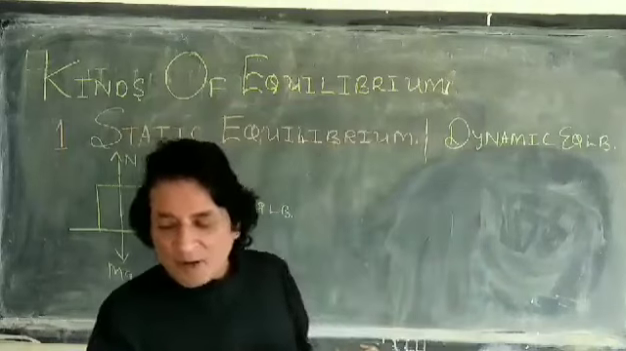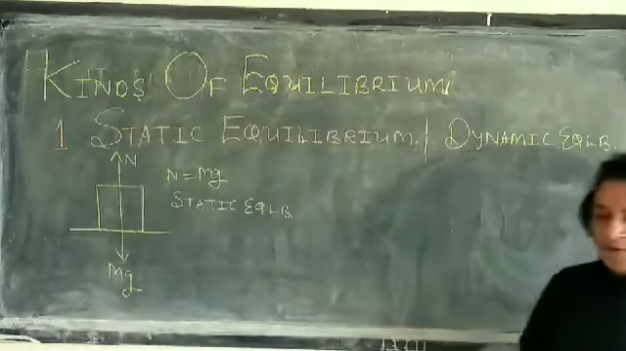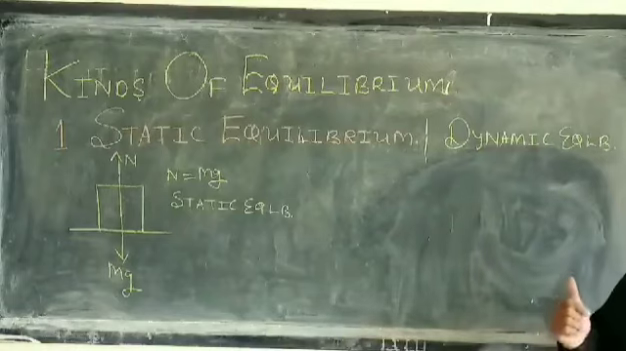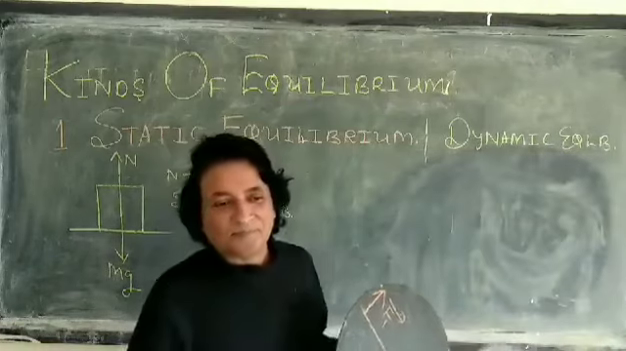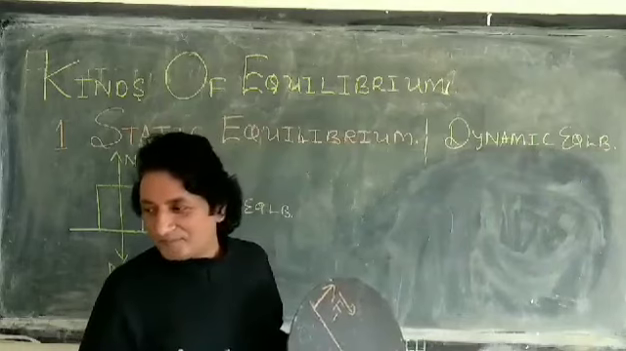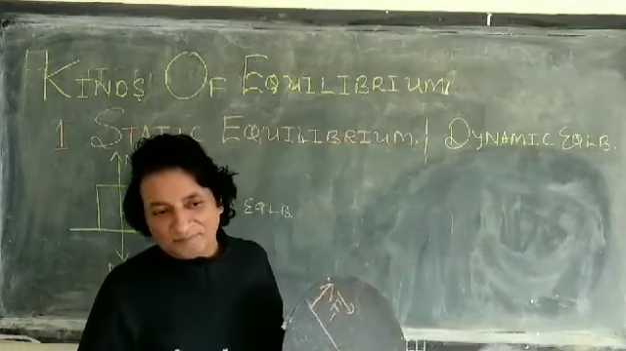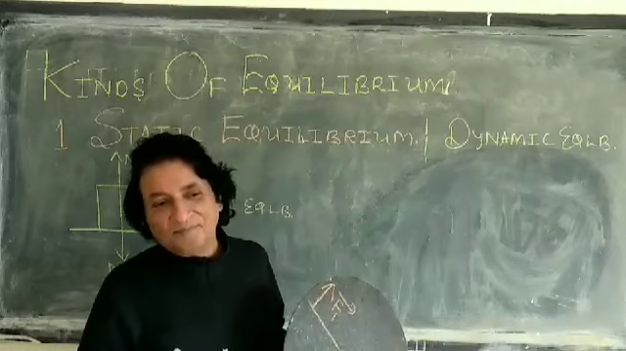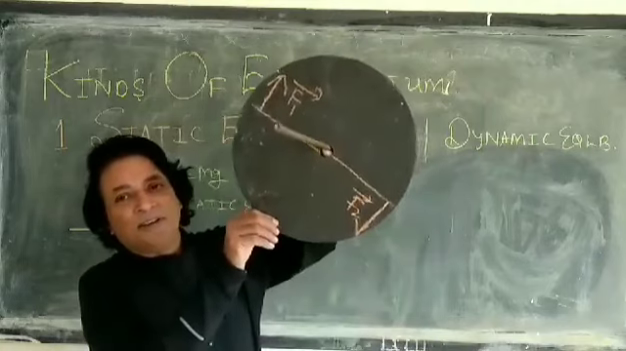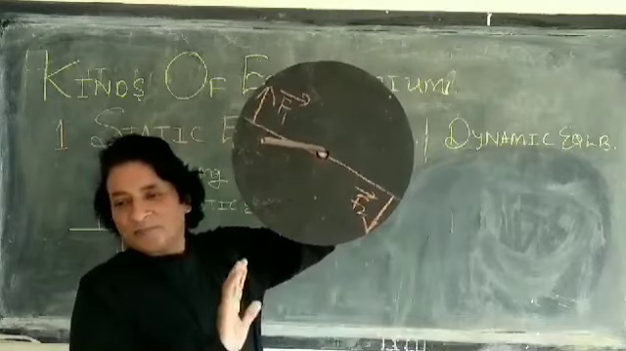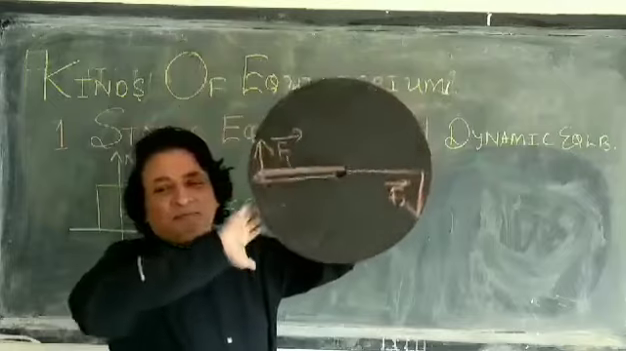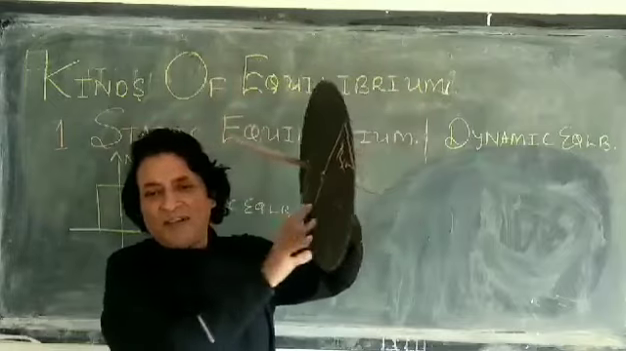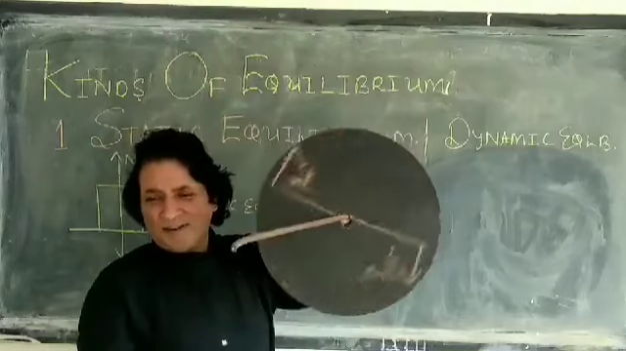Now we move to dynamic equilibrium. What is dynamic equilibrium? When the body remains in the same state of motion or rotation under the influence of several forces, the body is said to be in dynamic equilibrium. Exactly. Now look here. This is a disk. Now it is rotating. It is in which equilibrium? Rotating, that is dynamic.